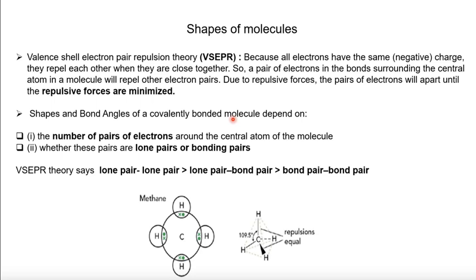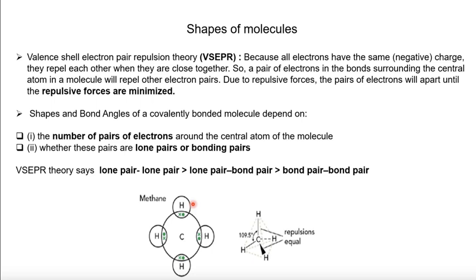So, how do we predict shapes of molecules? There are 2 points we have to take into account. We have to find out the number of pairs of electrons around the central atom, and also how many lone pairs of electrons and bond pairs of electrons there are on the central atom. To do that, we need to draw the Lewis dot structure of the compound or ion, find out the number of bond pairs and lone pairs, and then predict the shapes of molecules.